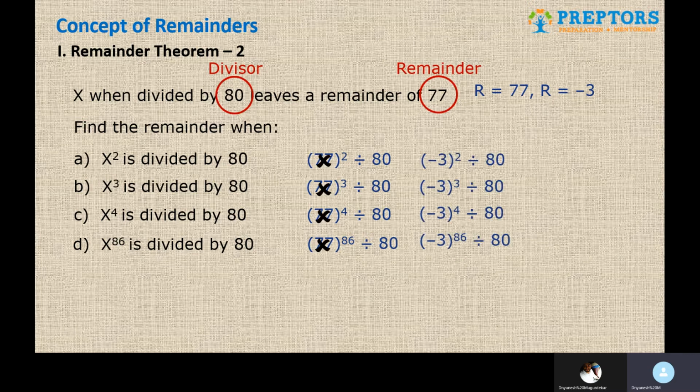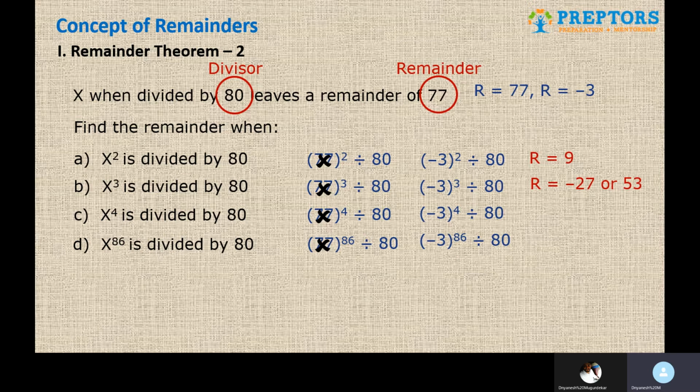So x becomes minus 3, and all the questions will change straight away. X square, that is minus 3 ka square, is 9. 9 when divided by 80 gives you the remainder as 9 itself. X cube, that is minus 3 ka cube, is minus 27, which when divided by 80 will give you the remainder as minus 27 or positive 53. How do we get that? 80 minus 27 gives us positive 53.